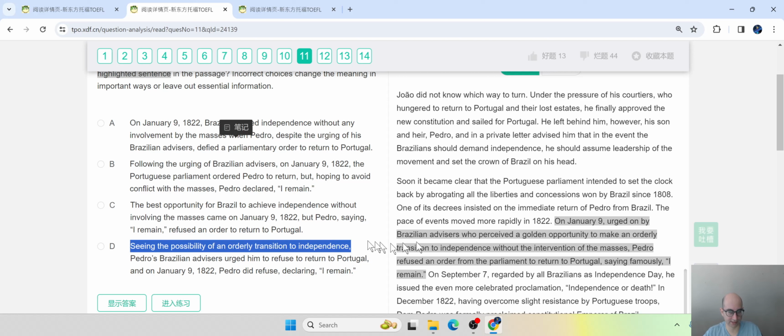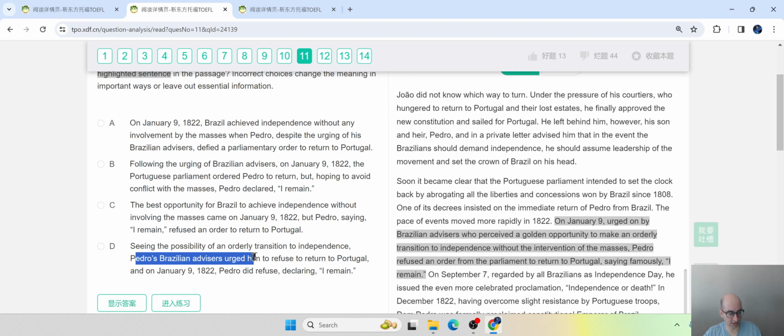Yes, they did mention that in the highlighted sentence. Pedro's Brazilian advisors urged him, so they pressed him, right, to refuse to return to Portugal. Yeah, they mentioned that. And on January 9th, 1822, on this date, Pedro did refuse. So he listened to his advisors. He did exactly what they told him to do, declaring, I remain. I will stay here in Brazil and become the ruler of Brazil.